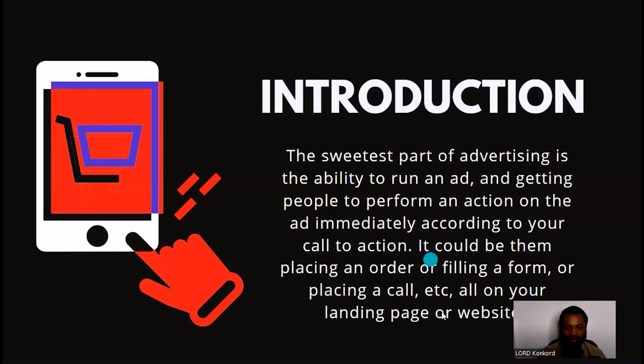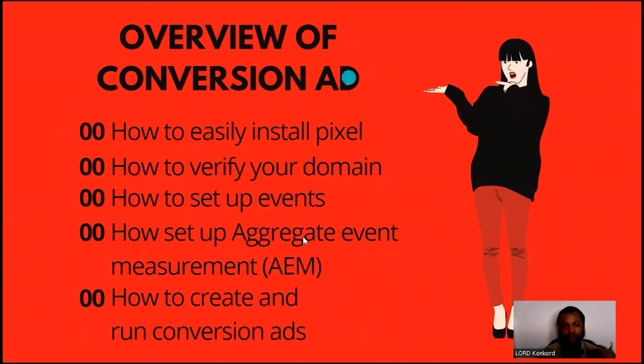Okay, so let's dive right into the overview of conversion ads. To run a conversion ad, you need to know how to set up and install your pixel. You need to install the pixel first, verify your domain, set up events, and set up aggregate event measurement before you start creating and running those conversion ads. And to set up all of this, like I said before, you need a domain and a website. So I'll start from installing the pixel, cover verifying your domain and how to set up events and aggregate events, before we start talking about the future conversion.